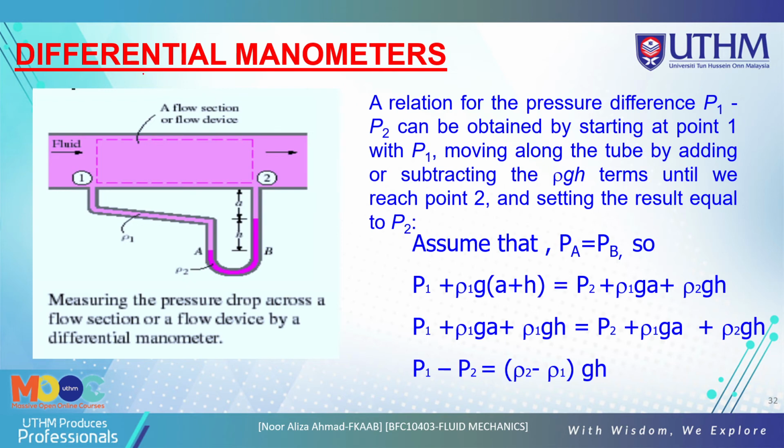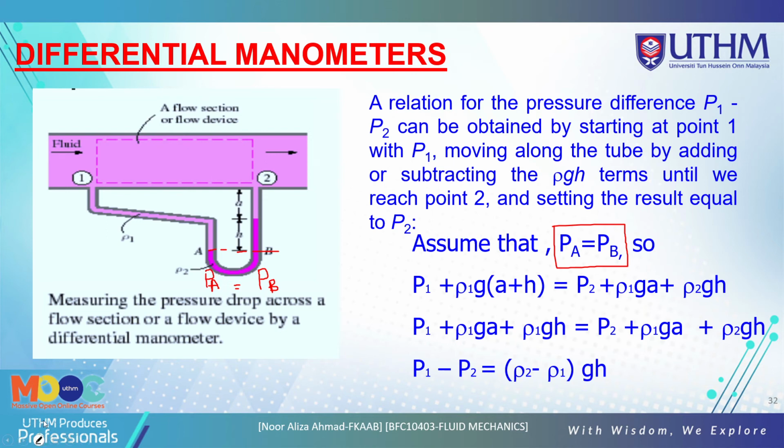So now we look at the differential manometers. This differential manometer is to find the pressure difference, based on the pressure at 1 to the pressure at 2 here. So we use the same concept of Pascal: PA must equal PB. So assume that PA is equal to PB. Now we look at the left side here, at the PA here.